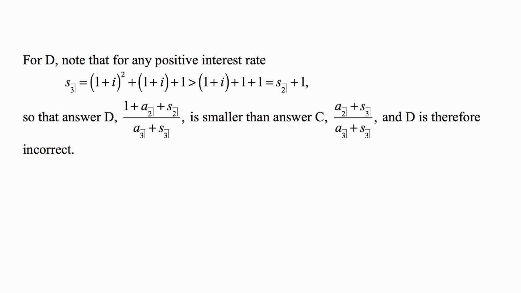Now that we know this, we don't really have to do the remaining two, but for D, note that for any positive interest rate, s angle 3 is (1 plus i) squared plus (1 plus i) plus 1. And that's greater than (1 plus i) plus 1 plus 1, which is s angle 2 plus 1. So answer D, 1 plus a angle 2 plus s angle 2 divided by a angle 3 plus s angle 3, is smaller than answer C, a angle 2 plus s angle 3 over a angle 3 plus s angle 3, and D is therefore incorrect because we know that C is correct.